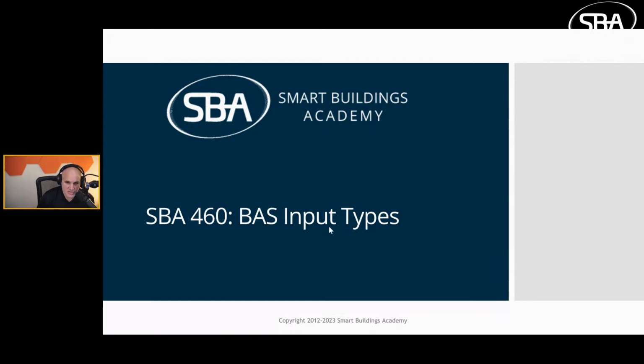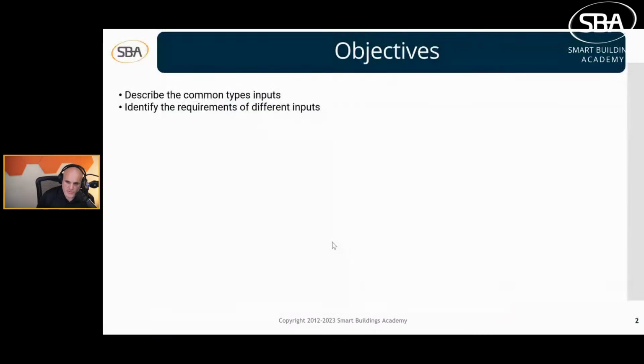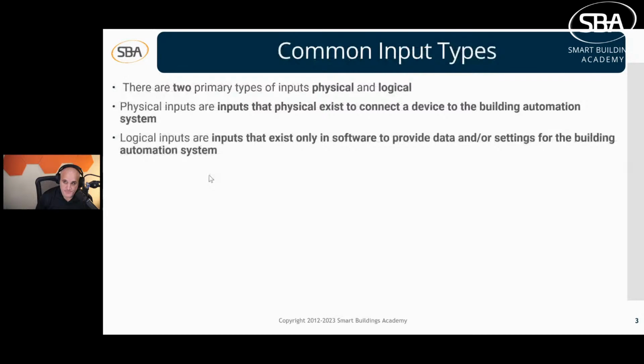So let's get started. Building automation system input types. By the time you finish today's session, you're going to understand the common types of inputs and identify the requirements of different input types. We're going to look at logical and physical inputs. We're going to look at a specification, how to read it, and then how to identify inputs, what type of sensors and devices you need to purchase. And we're going to talk about the logical inputs and what those are and what they entail.